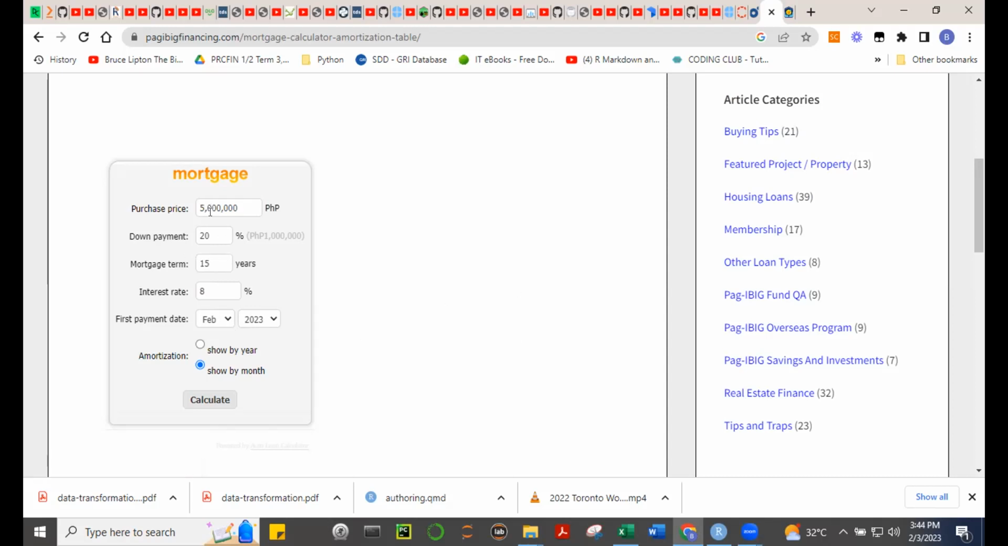Okay, so let's calculate this. Let's check 5 million, 20%, 15 years, 8% interest rate, first payment February. Which means that this is an ordinary annuity. So if we're going to loan now, February, then our first payment will be March. Because it's an ordinary annuity, let's assume we're loaning now, February, so the first payment will be March.